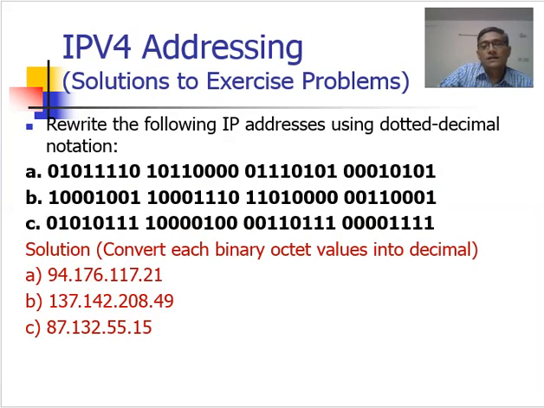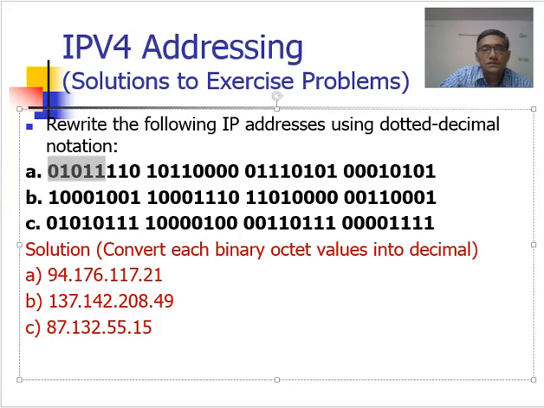Third question, rewrite the following IP addresses using dotted decimal notation. Now the reverse. In the previous problem they gave the decimal notation and asked us to convert it into binary notation. Here they have given the binary notation and they have asked us to represent it in dotted decimal notation. So we need to convert each binary octet into decimal, that's it.